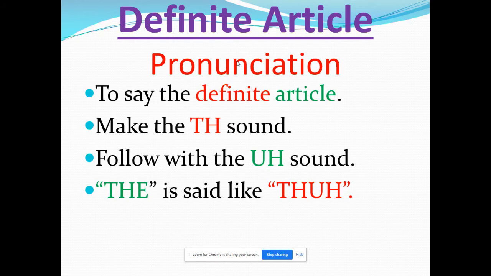The pronunciation. To say the definite article, make the th sound followed by the uh sound. Say like thuh, the. Okay, so you can right there at home, you can practice right now. Make the th sound followed by the uh sound. The is like saying thuh. Okay, the car, the house. Okay.